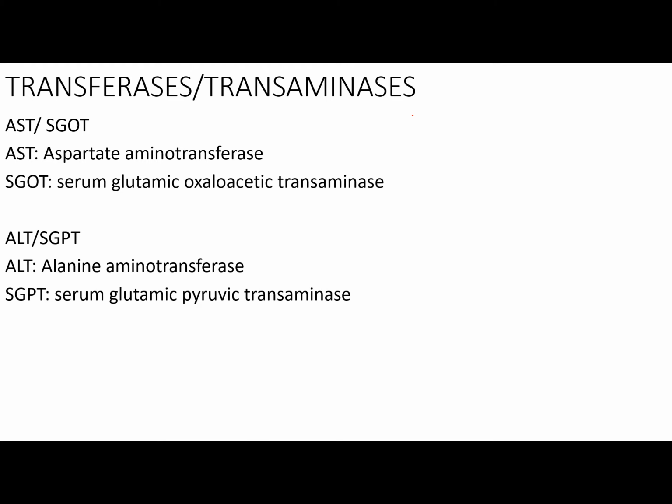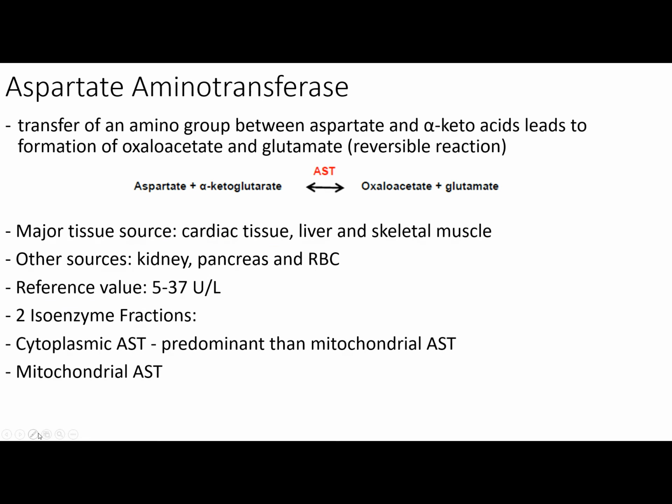Then we have your transferases and transaminases. Under transferases and transaminases, we have your AST and your ALT. AST stands for aspartate aminotransferase, and the SGOT is the serum glutamic oxaloacetic transaminase. Then ALT stands for alanine aminotransferase. SGPT stands for serum glutamic pyruvic transaminase.